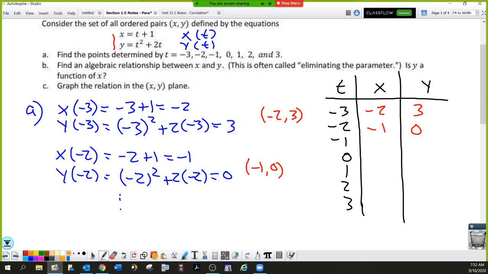So I'm just going to fill out the rest of this t-table because I'm assuming you all can add and multiply. For this next coordinate, we will get 0, -1, and then 1, 0, 2, 3, 3, 8, and 4, 15.